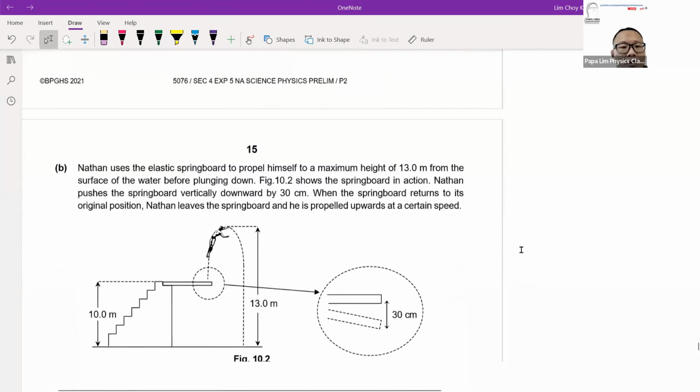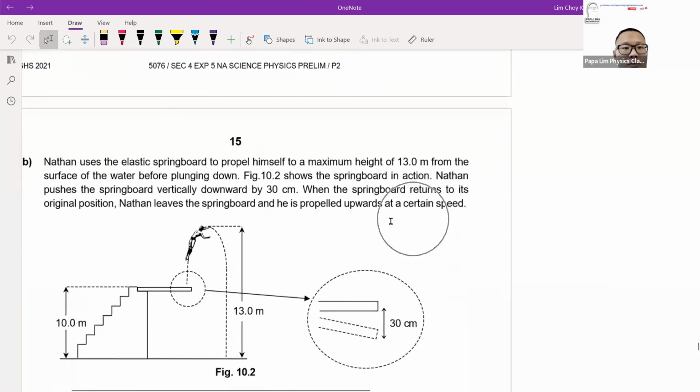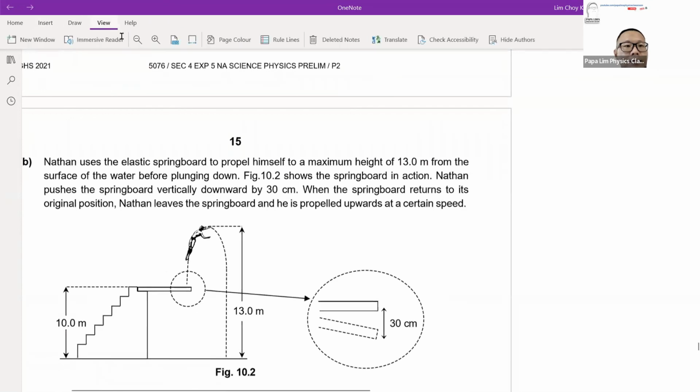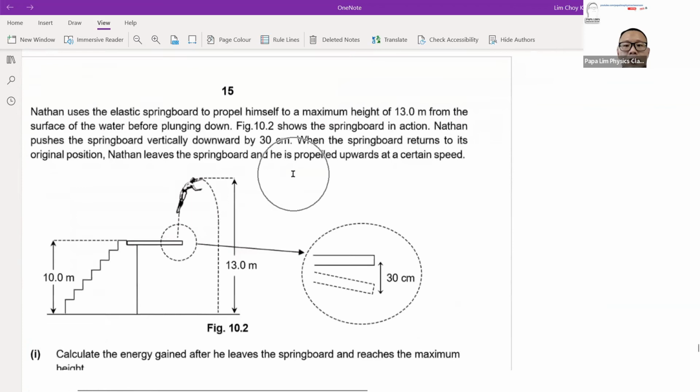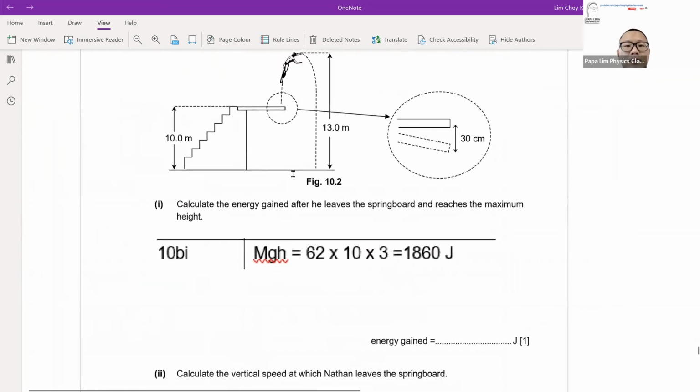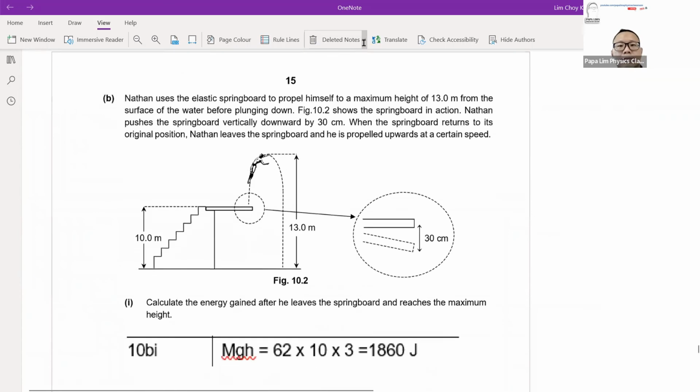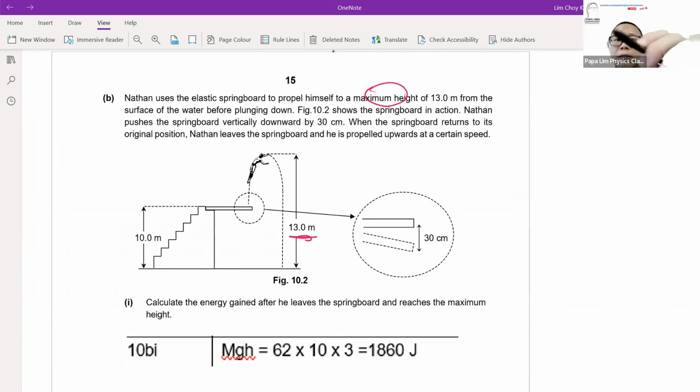Now, based on the question, Nathan stepped on the springboard. After that, to propel himself to a maximum height of 30 meters. So there's a maximum height. Remember, like I mentioned before in the last paper, maximum height also refers to the point where the speed is actually 0 meters per second.